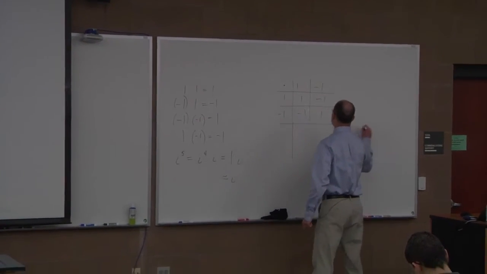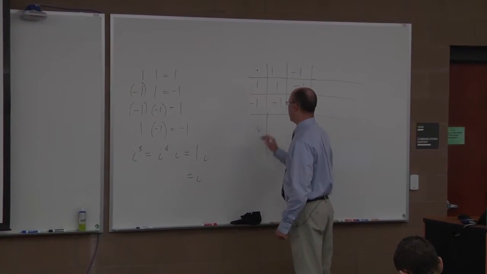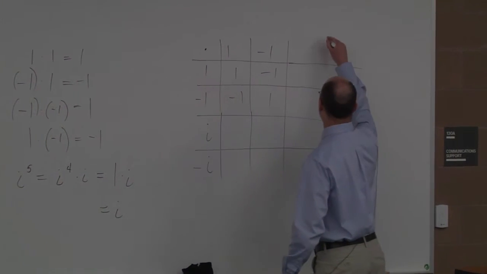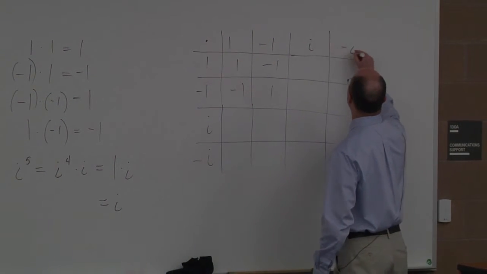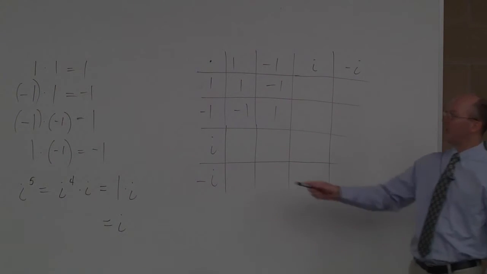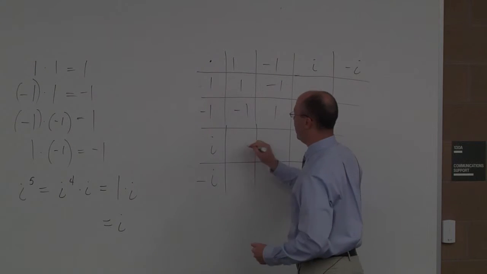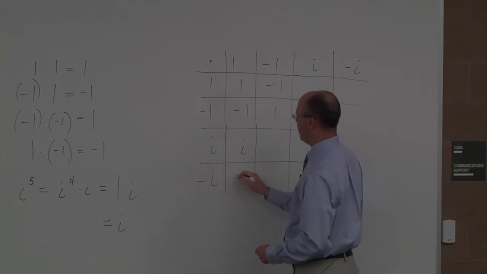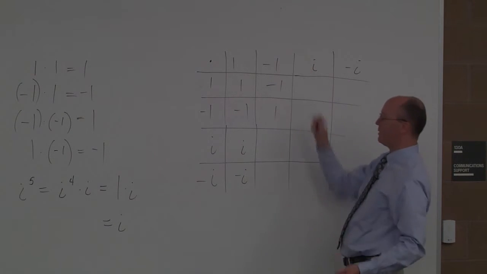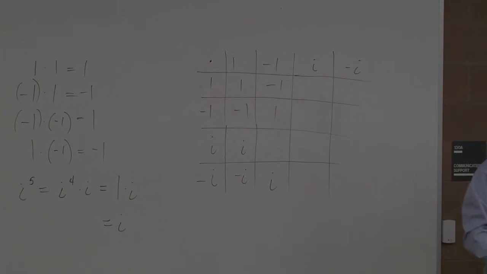I guess what's happening here is my table wasn't big enough, because now there's an i, and there's a negative i. Same here, and same here. When you multiply them together, though, you're only going to get some of these other objects. For example, i times 1, that should be i. Negative i times 1 should be negative i. Negative i times negative 1, okay, cancel the negatives. And you can fill in the rest of the table. I'm not going to mess with that.